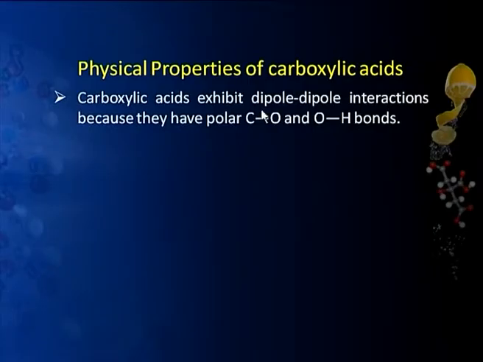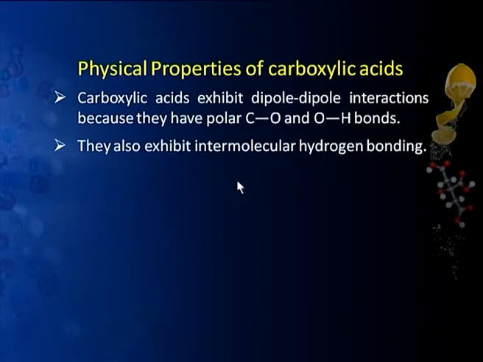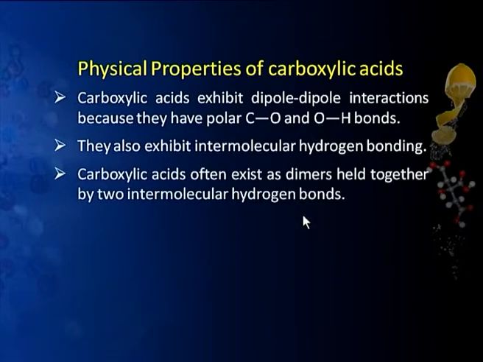Let us first take up the physical properties of carboxylic acids. You know that any substance will show the properties, whether physical or chemical, mainly due to the functional group. Carboxylic acids exhibit dipole-dipole interactions because they have the polar CO bond and OH bond. They also exhibit intermolecular hydrogen bonding because hydrogen is attached to the more electronegative oxygen in them. And due to this intermolecular hydrogen bonding, carboxylic acids also exist as dimers.